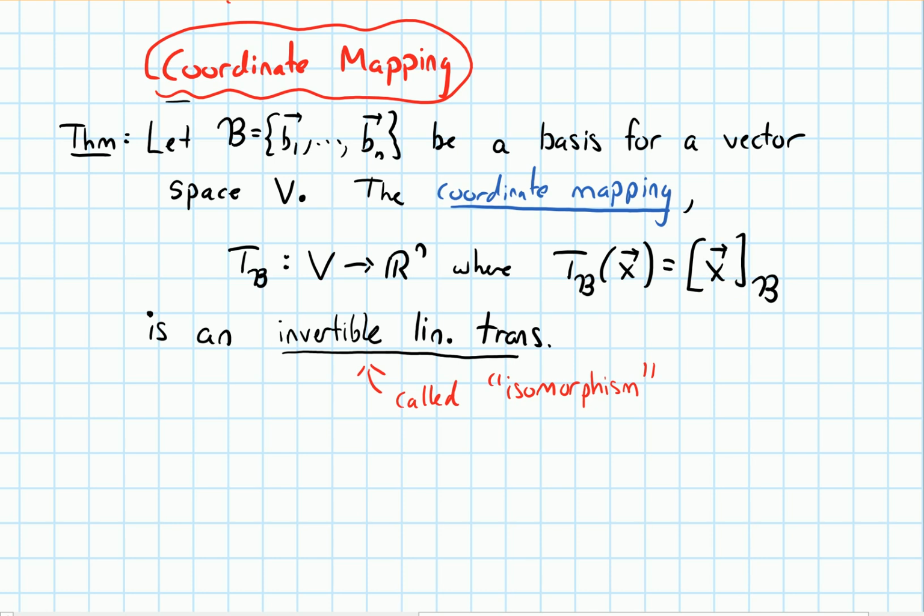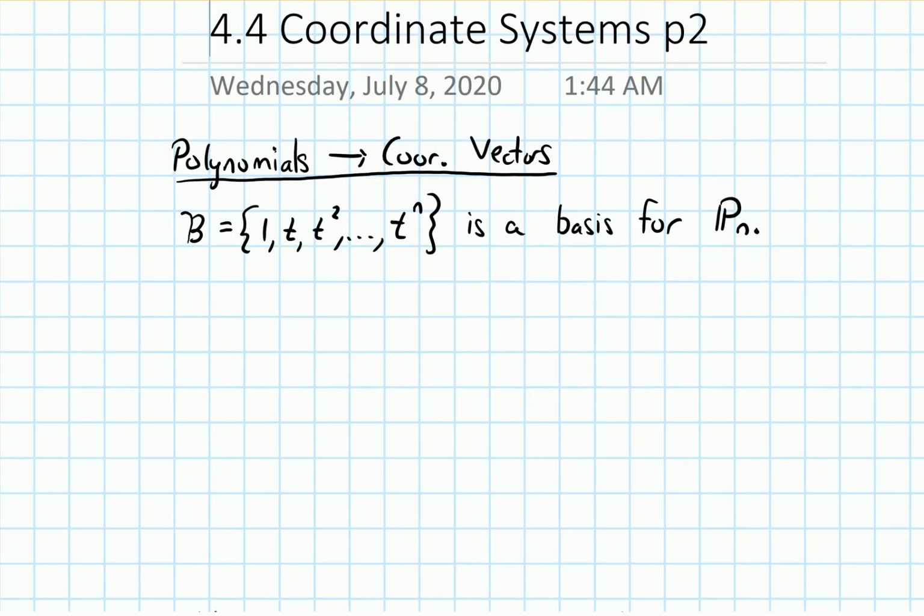So let's look at an example. Let's say we're working with polynomials, and I want to practice converting polynomials to coordinate vectors. So we know that B, which is the basis that contains 1, t, t squared up until t to the n, is what's called the standard basis for Pn. Pn is the set of polynomials of degree at most n.